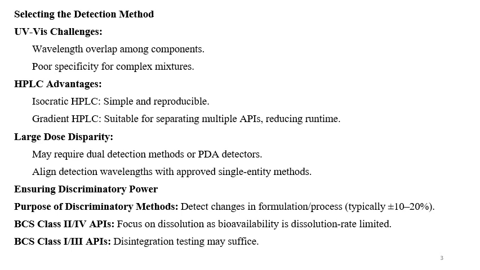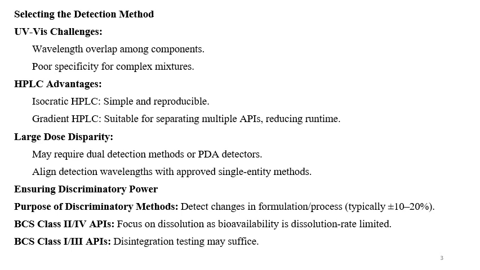UV visible challenges are like wavelength overlap among the components and poor specificity for complex mixtures. These are the challenges. Then HPLC has some advantages over UV. Isocratic HPLC can provide you simple and reproducible results. Gradient HPLC is suitable for separating multiple APIs, reducing the runtime.